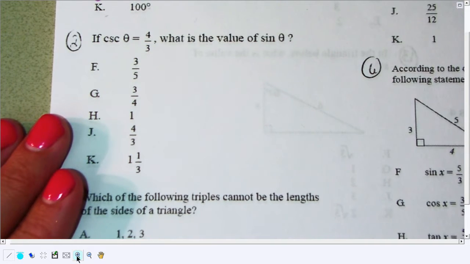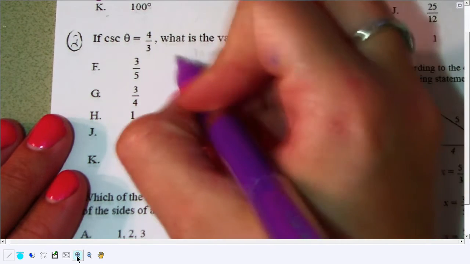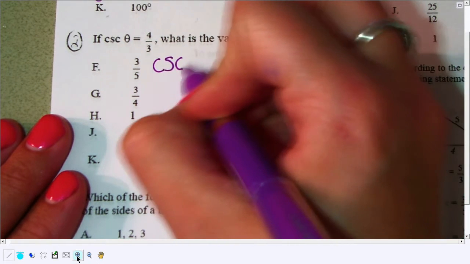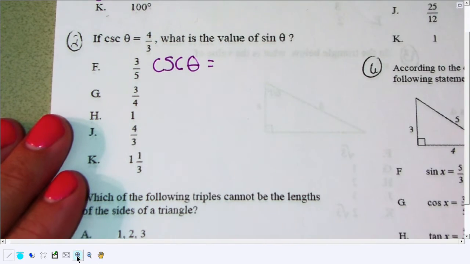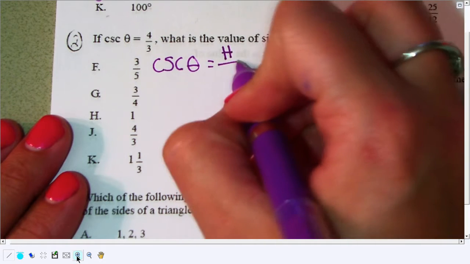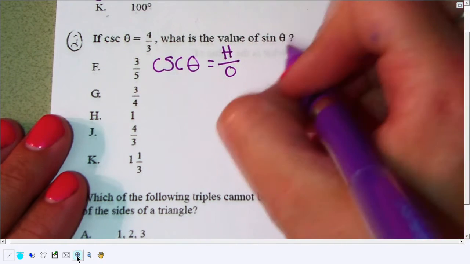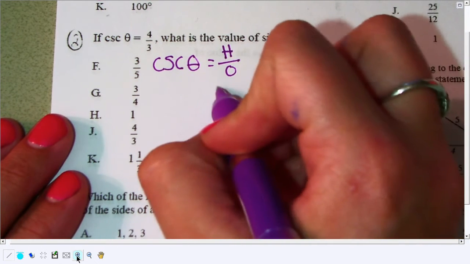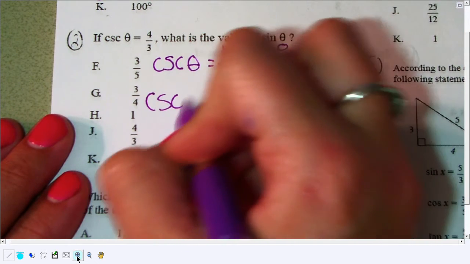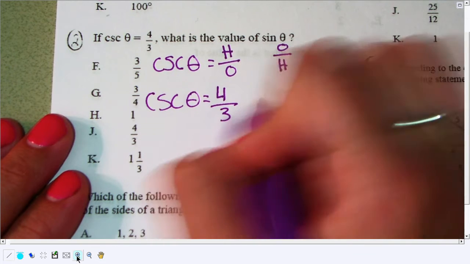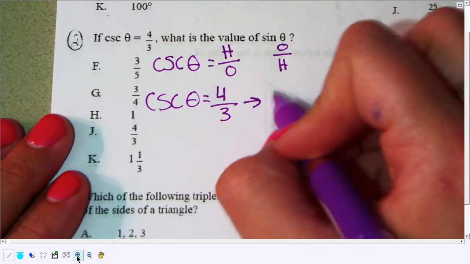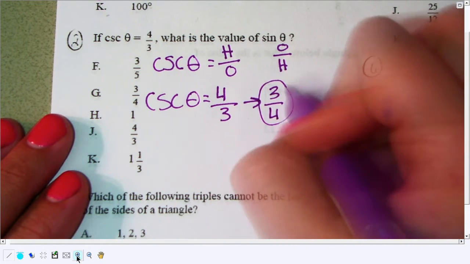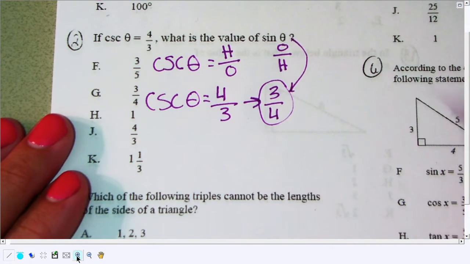Number 2, if cosecant is 4 over 3, what is the value of sine? So cosecant of theta, it's the opposite of sine. So instead of it being O over H, it's H over O. Sine's fraction is O over H, which means if my cosecant fraction is 4/3, then my sine fraction just flips it to 3 over 4. So sine of theta is 3 over 4.